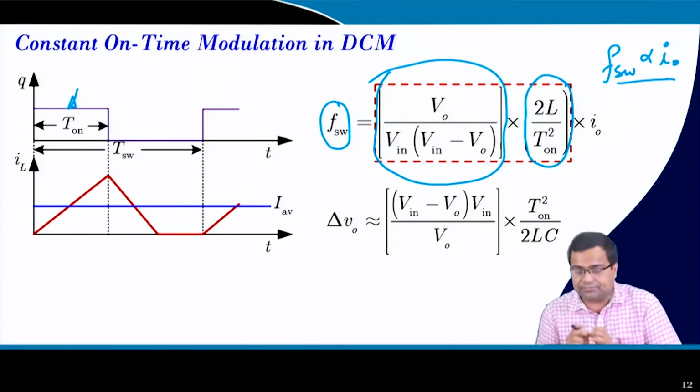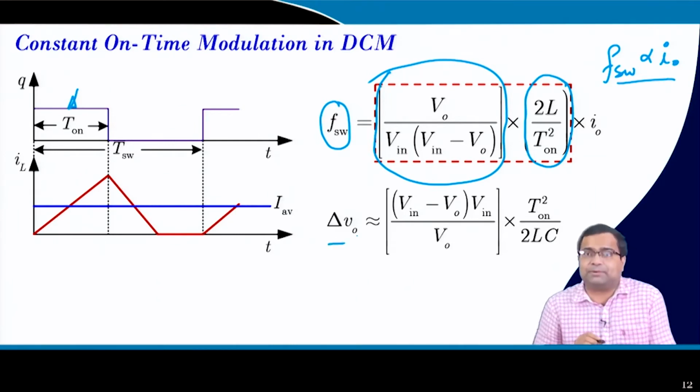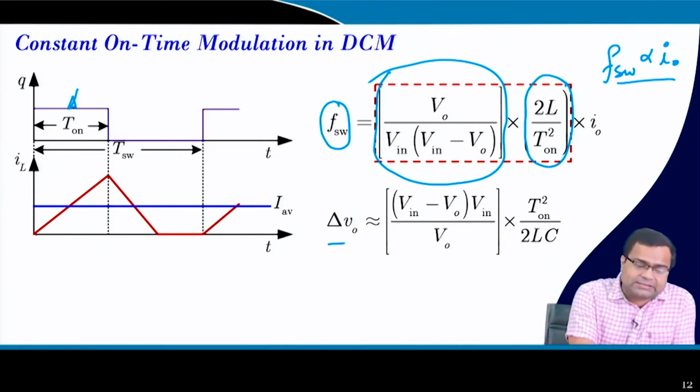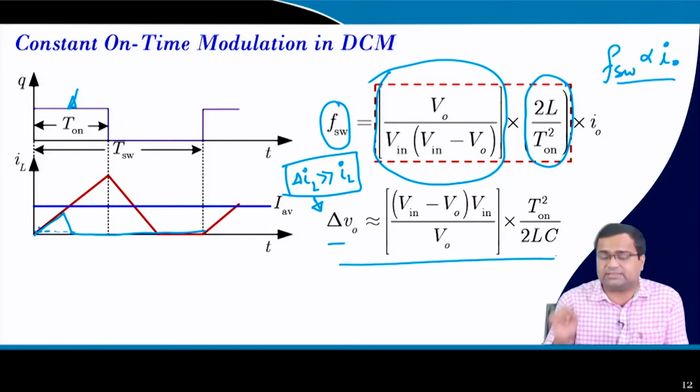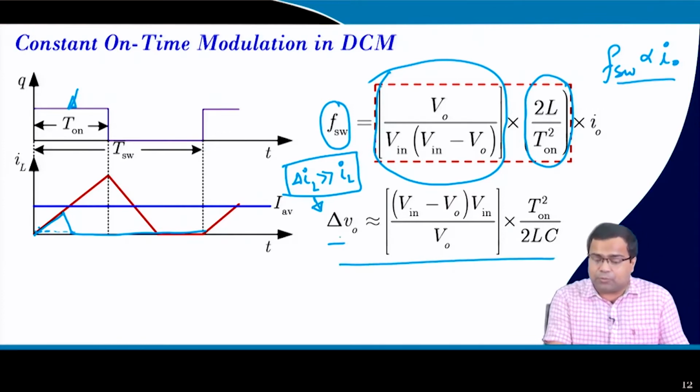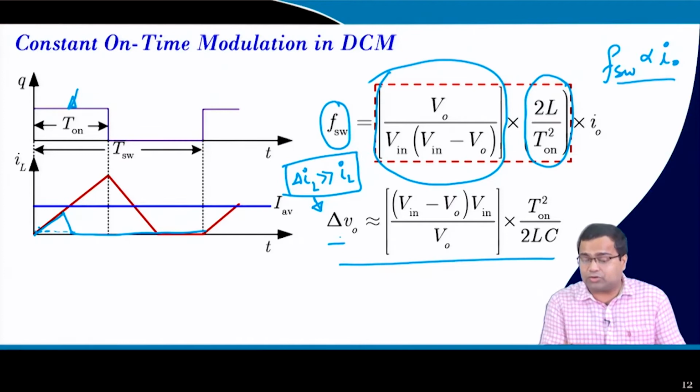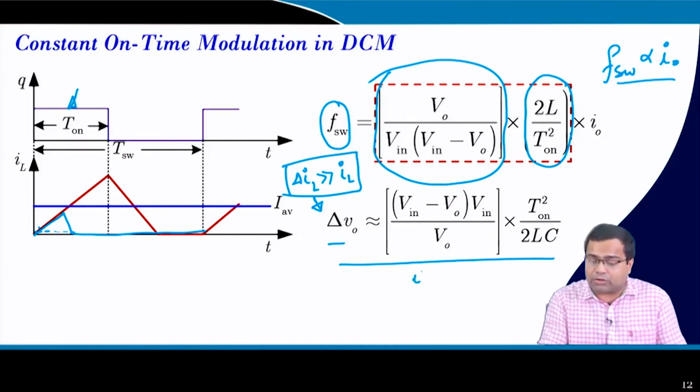Another interesting thing is the output voltage ripple. In this case, as you go to more and more light load condition, it can be shown that the average inductor current is very low, so that your current ripple can be much larger than the average inductor current. If this is true, then output voltage ripple can be approximated like this. And you see the output voltage ripple under constant on time control is independent of load current. It is independent of load current.